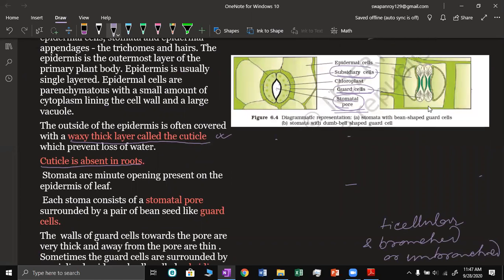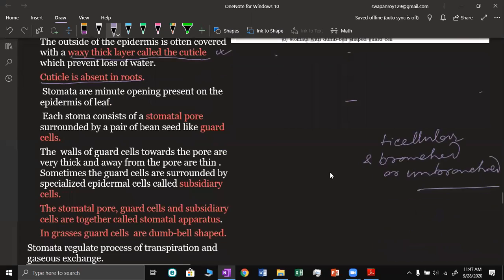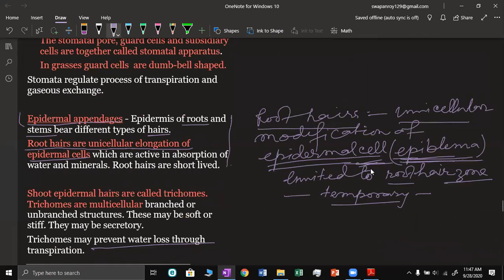One very specific thing is that in grasses, the shape of the guard cells is different. See, there are 2 guard cells here. They are dumbbell-like. They have a thinner handle in the middle, and 2 ball-like structures at their ends. So this is dumbbell shaped. This is an exception, especially found in grasses.